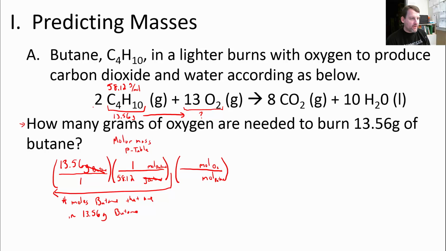And all I have to do is look up here. I go, okay, for every 2 of these, I need 13 of these. So every 2 butanes, I need 13 oxygens. And again, I knew to put butane on the bottom because butane was on top here. So now they cancel out.